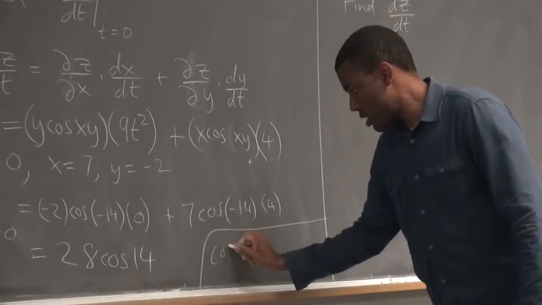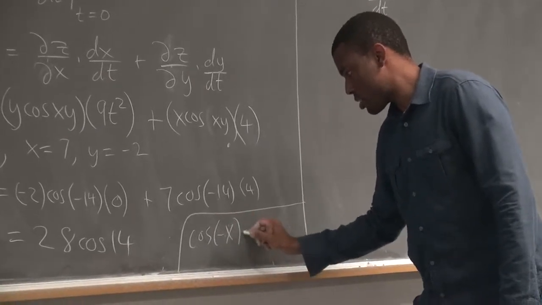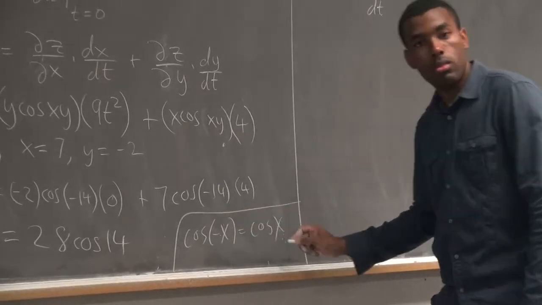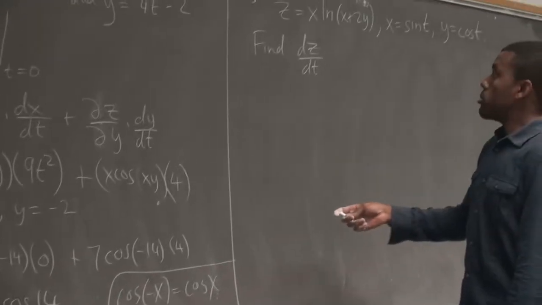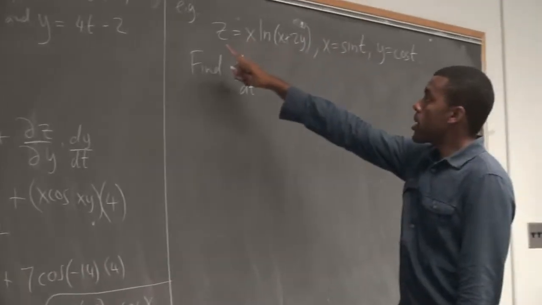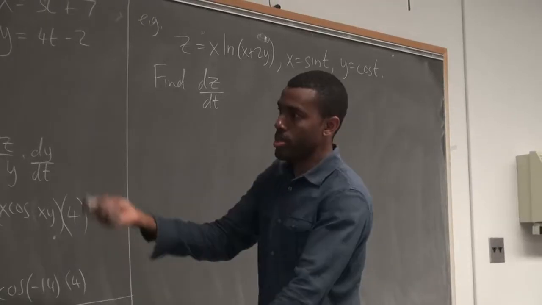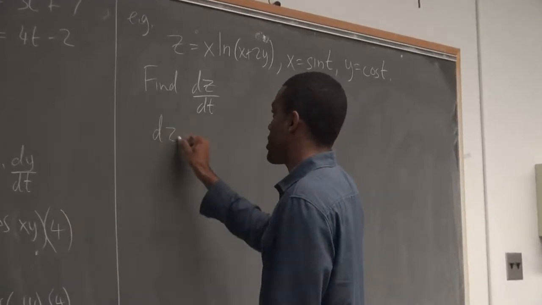Yes, cosine of minus x is equal to cosine x. Cosine is an even function. So here, same thing. I mean, there's nothing. We're really just following the formula. So let's just do this.